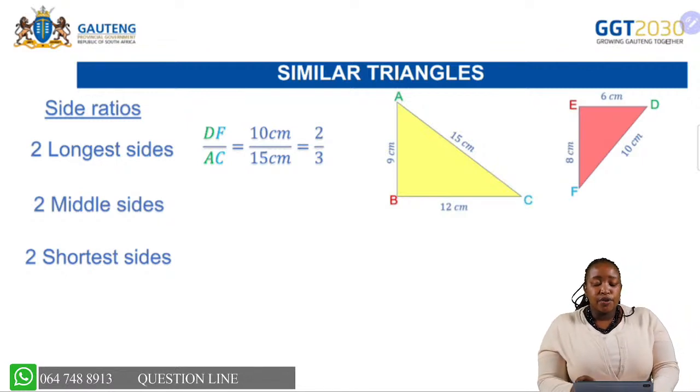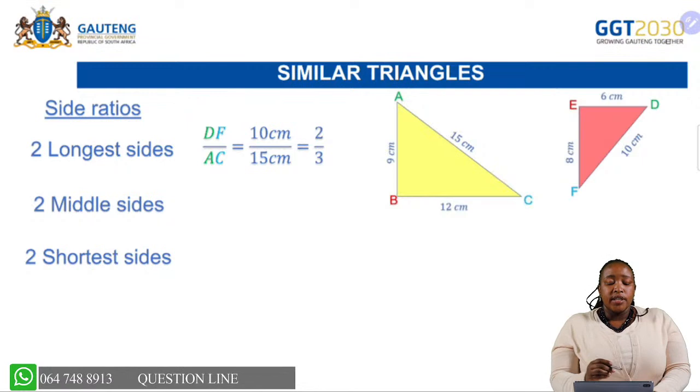Okay, so for the first one, I had DF divided by AC. So DF is 10 centimeters and AC in the bigger triangle is 15 centimeters, right? Now I have 10 over 15. What did I do? I then found a common factor between 10 and 15, which was 5. So I divided 10 by 5. That gives me the 2 I have here. And then 15 divided by 5 gives me the 3 I have there.